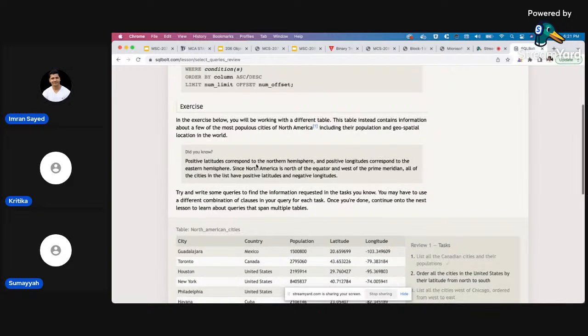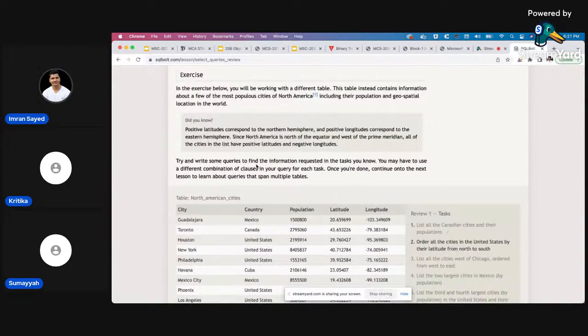Positive latitude corresponds to the northern hemisphere. So it's saying from north to south, which means if the value is positive, it's north. And then as the value progresses down and goes towards zero, it means it's south. The positive latitudes correspond to the northern hemisphere.